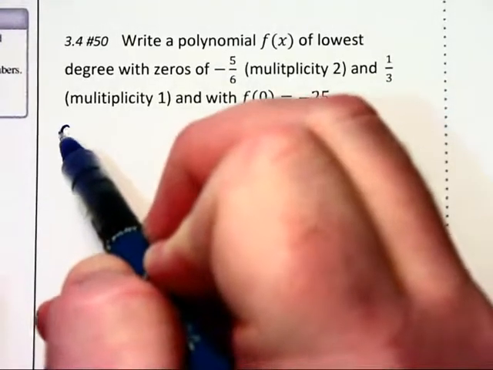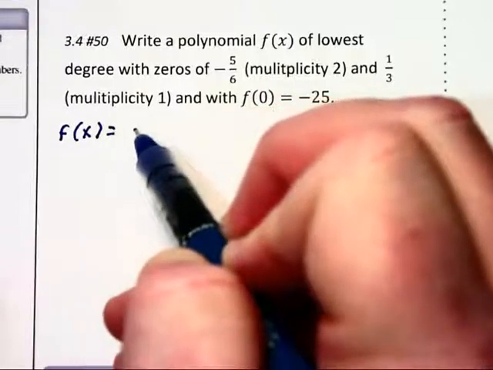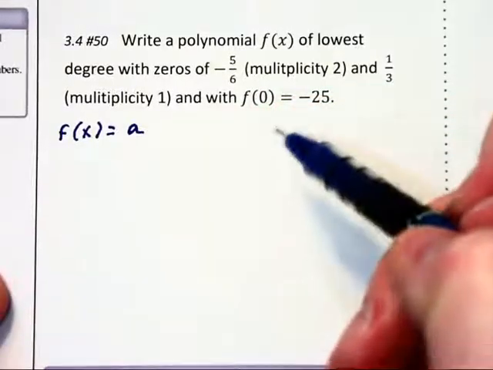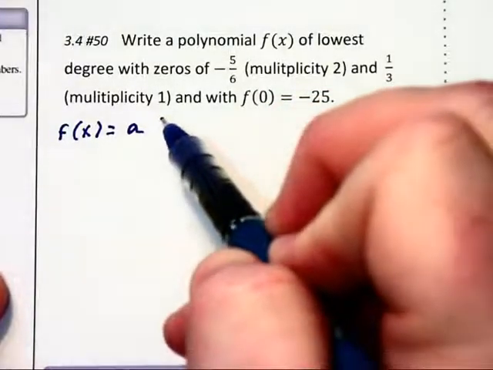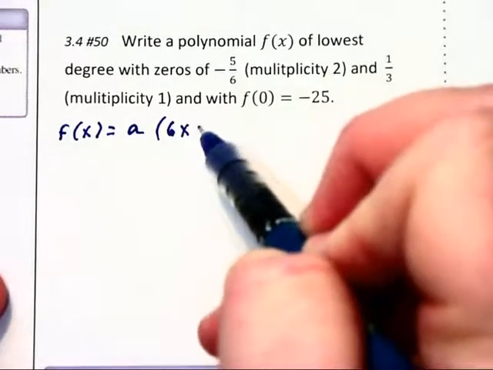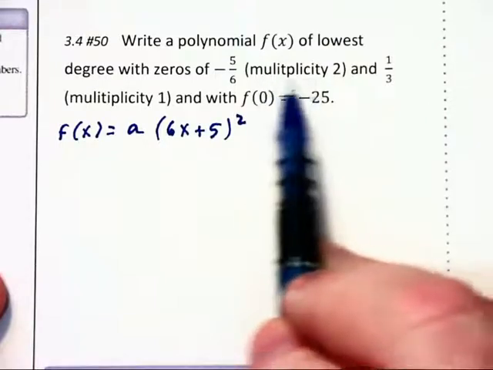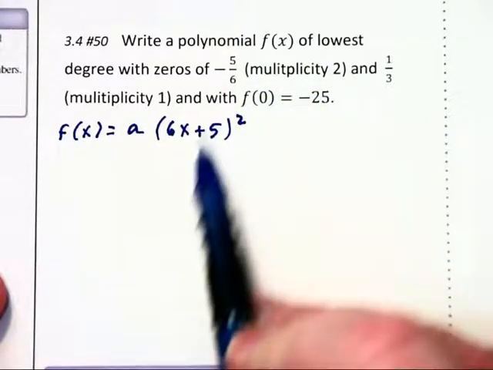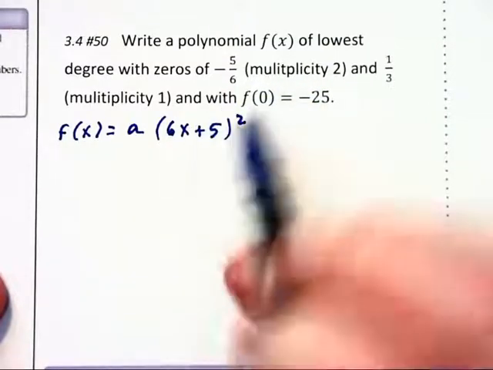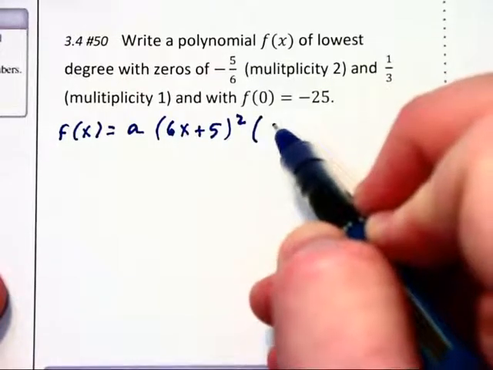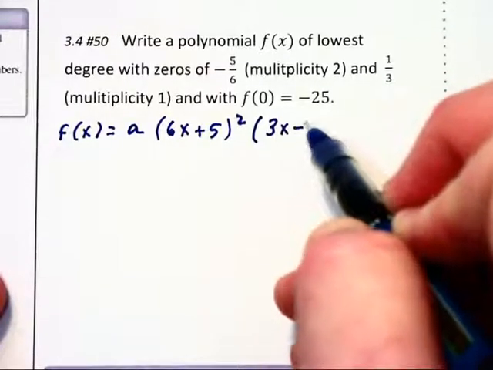So here we go. f of x is going to equal some coefficient out in front, we'll call it a, times 6x plus 5 quantity squared. That's because there's a multiplicity of 2 with that zero of negative 5/6. And this is going to be multiplied by 3x minus 1.